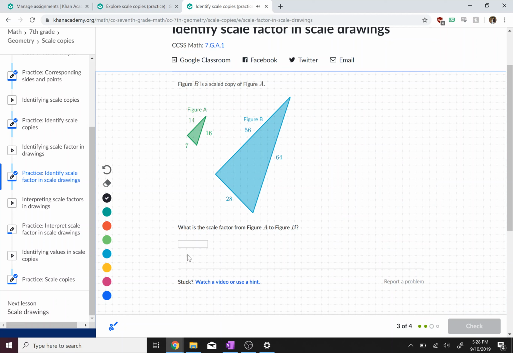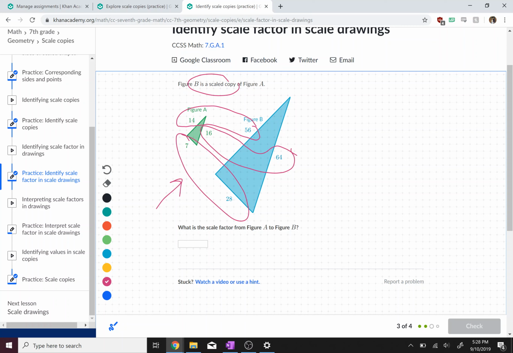Going to go ahead and do one more where we can see the shape getting larger instead of smaller. So what I'm going to do, because I've got a lot of measurements I could work with here, is I'm going to match up the corresponding parts. 14 and 56 both represent that top diagonal side of the shape. 16 and 64 both represent that right side. And 7 and 28 both represent that bottom left side. So I just need to decide which of those pairs I want to work with. And honestly, I'm just going to choose the easiest numbers, which for me are 7 and 28.